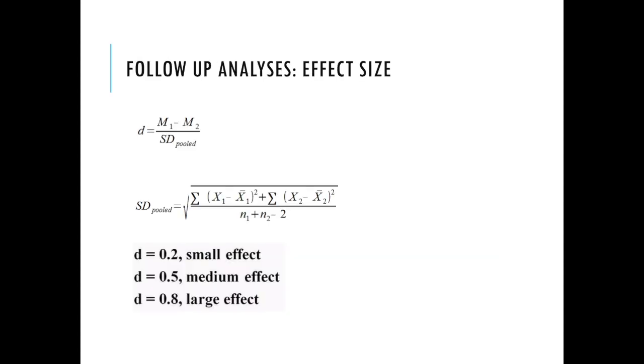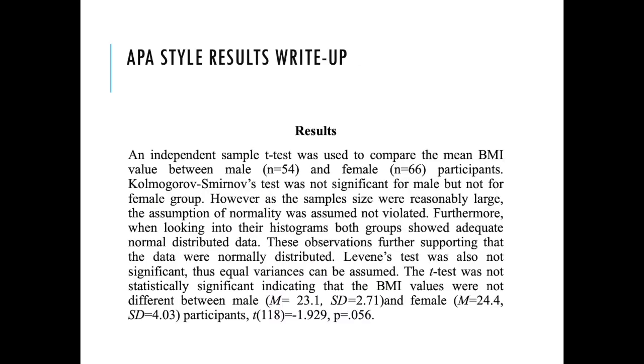Sometimes you also want to calculate the effect size. So, this is the formula of the effect size for the t-test. If the d value is less than 0.2, it's considered a small effect. If d is equal to 0.5, it's considered a medium effect. And if the d value is more than 0.8, it's considered a large effect. As the result, you can write like this.